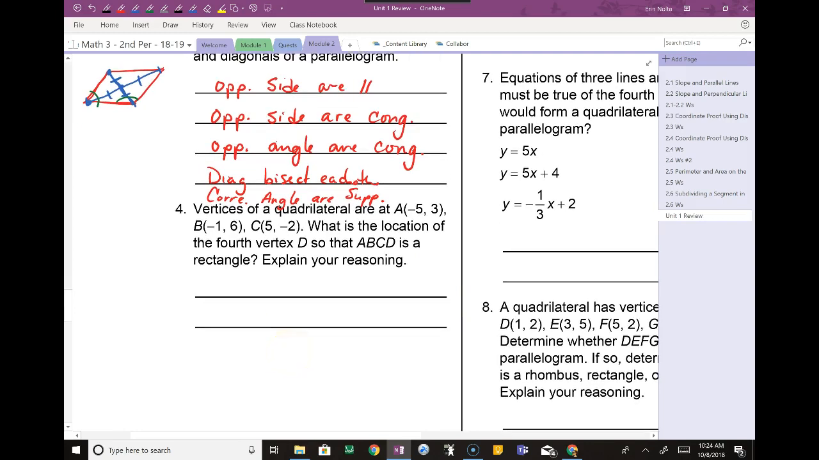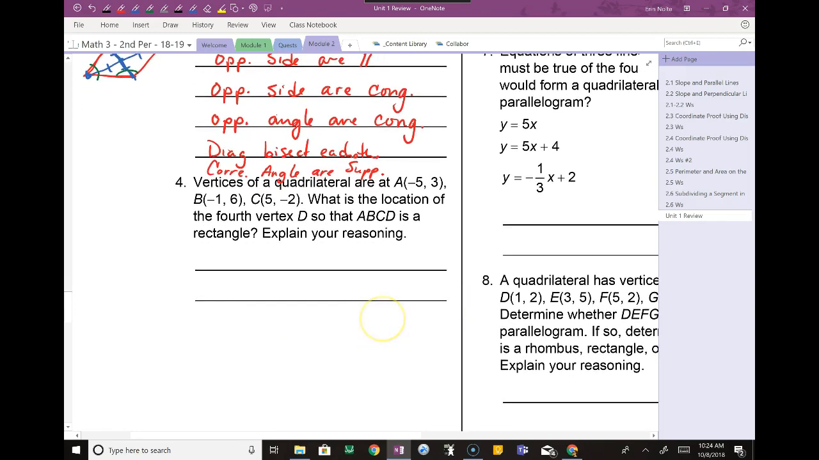Number 4. Now, this is kind of an interesting question. It says the vertices of the quadrilateral, they give us A, B, and C. What are the locations of the fourth? Now this question has multiple answers, depending on how you see this rectangle. Notice that we are supposed to make a rectangle.